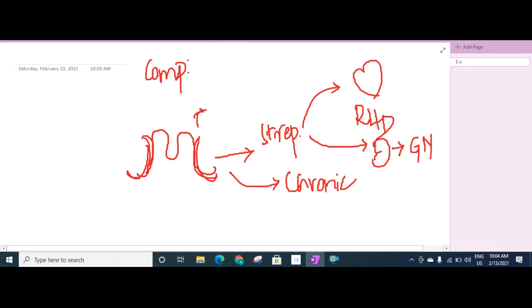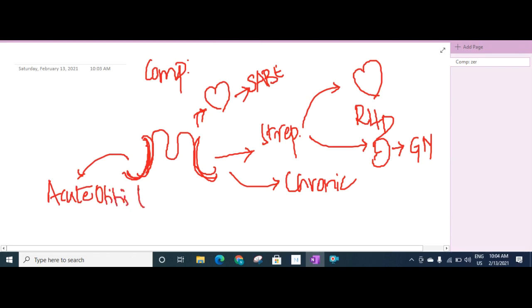The infectious organisms can also reach the heart, causing subacute bacterial endocarditis. Then the infection can spread from the tonsil through the eustachian tube to the middle ear, causing acute otitis media. Chronic tonsillitis and these others are the different complications of acute tonsillitis.